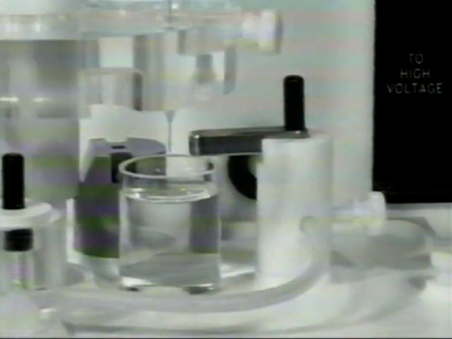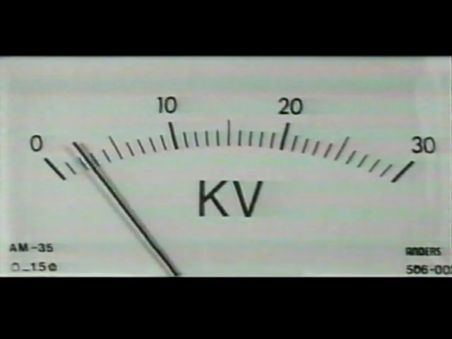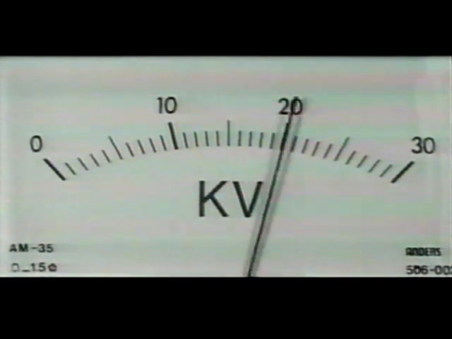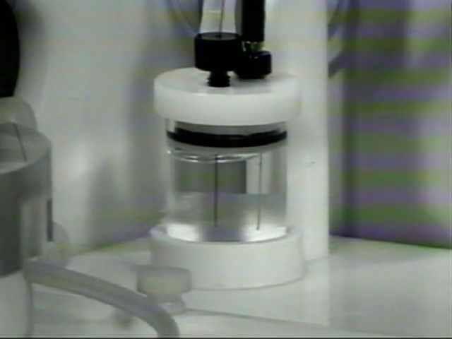In an actual CE apparatus, the 2 buffer-filled reservoirs are connected by a fused silica capillary. The capillary has an internal diameter of 25 to 100 microns and has an outer coating of polyimide to make it more flexible. A high voltage between 5 and 30 kilovolts is applied across the capillary via platinum electrodes immersed in the 2 buffer pots.